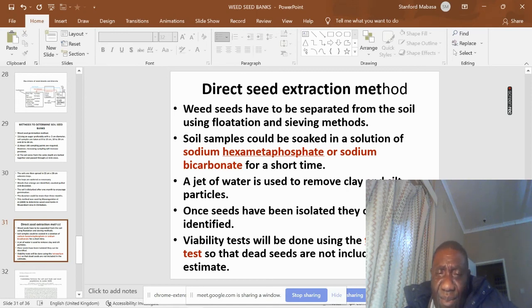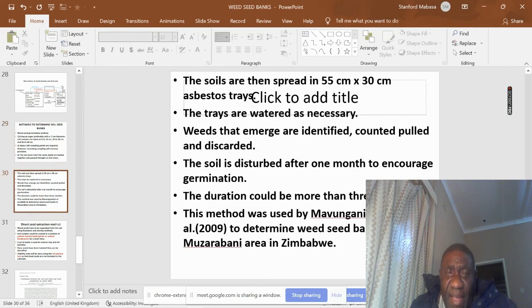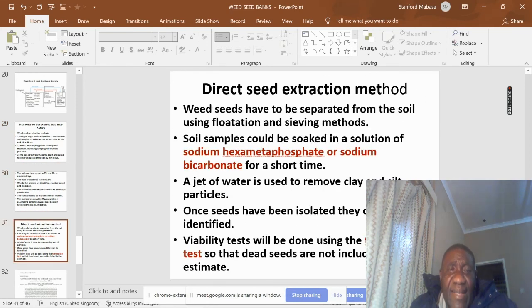Viability tests will be done using the tetrazolium test so that you can distinguish the dead seeds and the live seeds. So it's quite a cumbersome process. So the first one, where you germinate seeds, the weed seed germination method, is I think better than the direct seed extraction method. But anyway, people have different preferences.